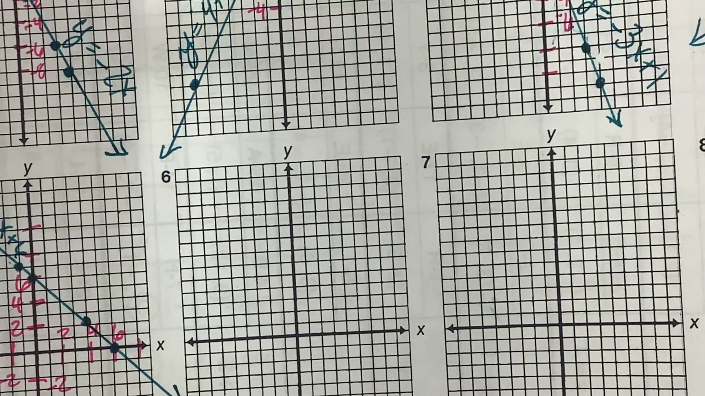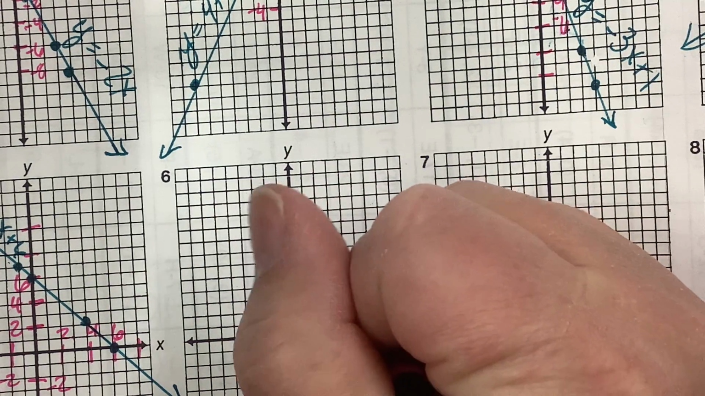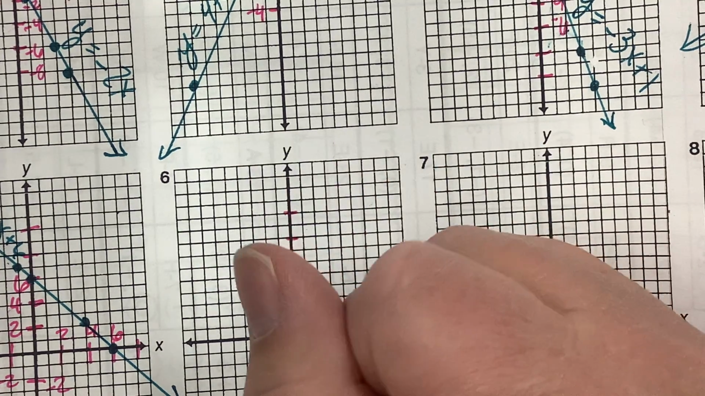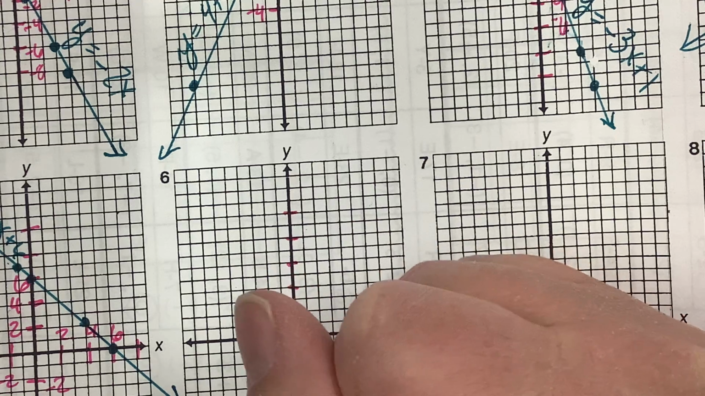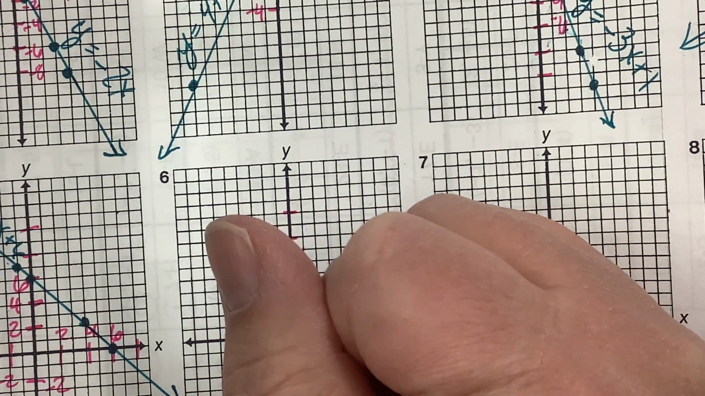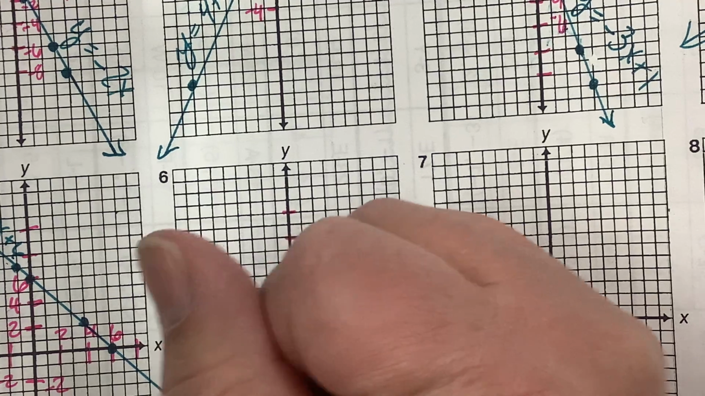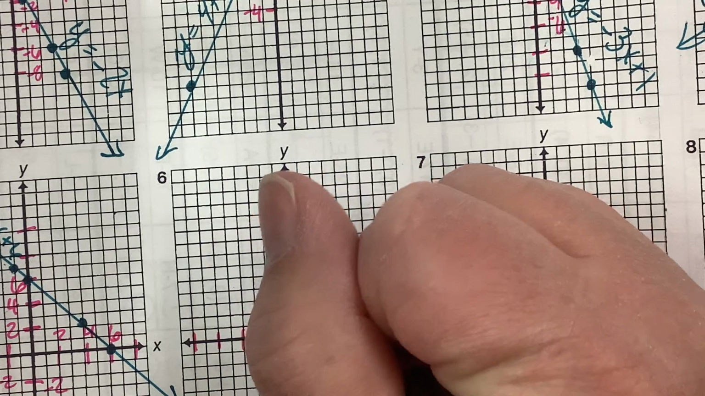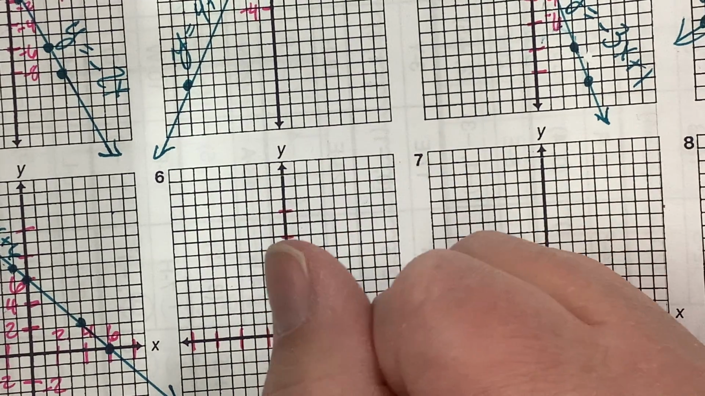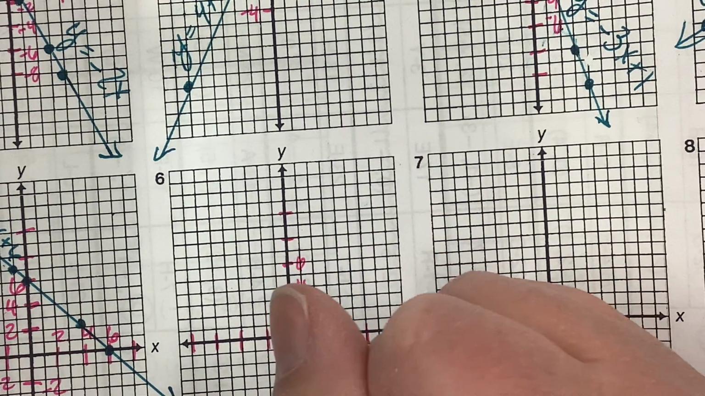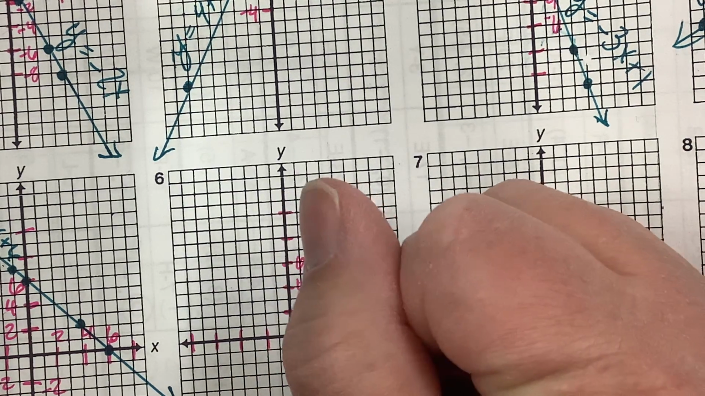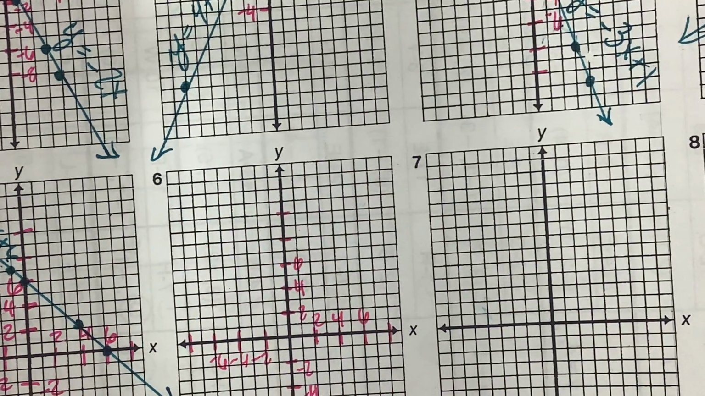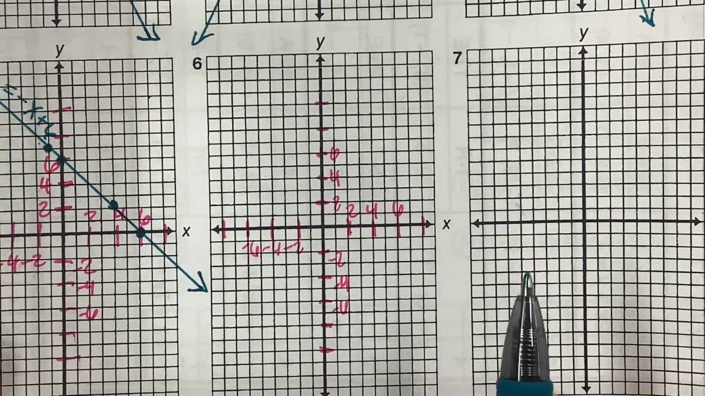Put some numbers on the graph because otherwise, you know what happens. I mess it up. 2, 4, 6, 8, 10, negative 2, negative 4, negative 6, negative 8, negative 10, negative 2, negative 4, negative 6, negative 8, 2, 4, 6, 8. Otherwise, definitely going to mess it up. There we go. Now, let's check this next one out.